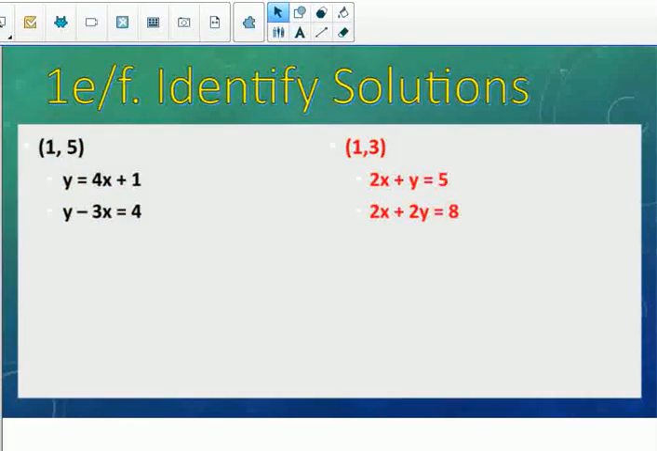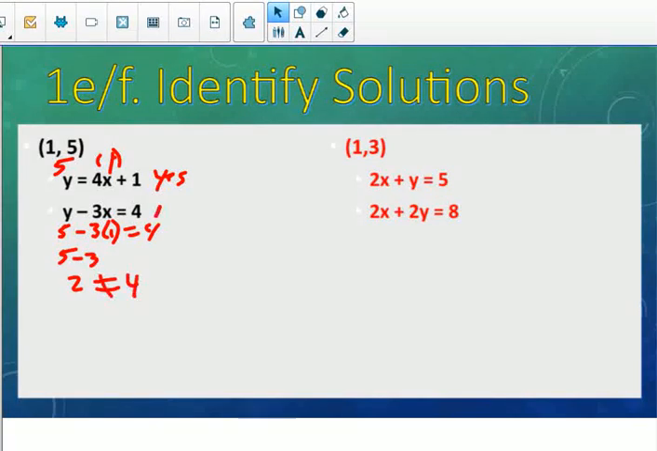And last one's identifying solutions here. Actually, I switched around. 5 in for y and a 1 in for x. So 4 times 1 is 4. 4 plus 1 is 5. 5 does equal 5, so yes, it works here. Put a 5 here, minus 3 times 1. Does that equal 4? 5 minus 3 equals 2. 2 does not equal 4. So no, it's not the solution there, so the answer is no.